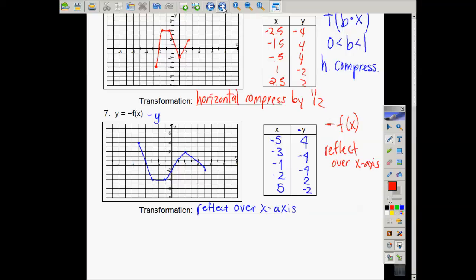If the negative is inside the parentheses, would it go for a y now?